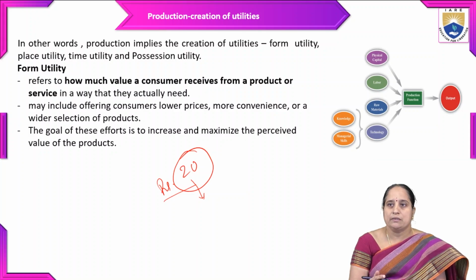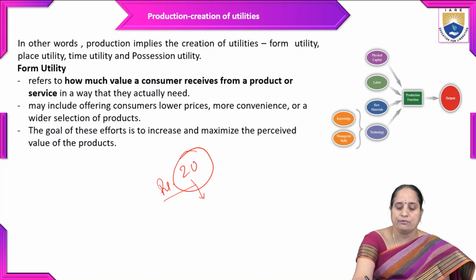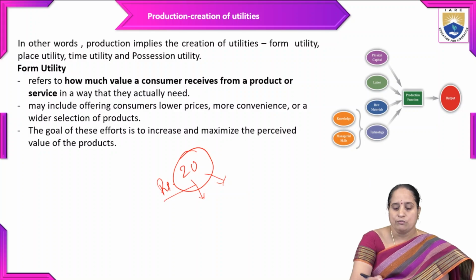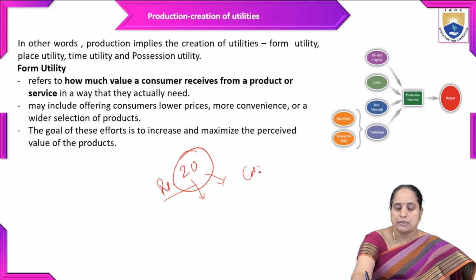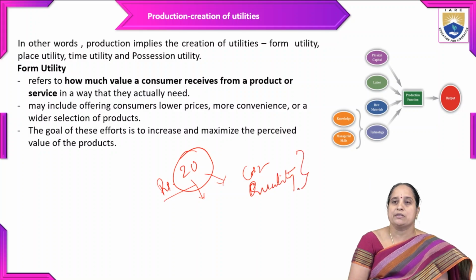So what do you mean by perceived value? What kind of use or utility are you going to get? What kind of benefit are we going to seek from the product? Whether it is in terms of cost, in terms of quality, or any other features you are expecting from the product. So that is how we define form utility.